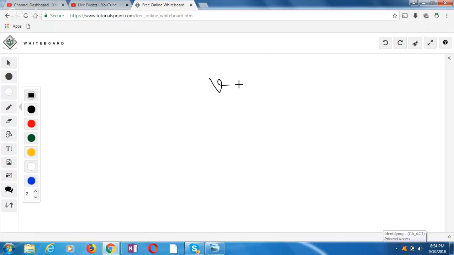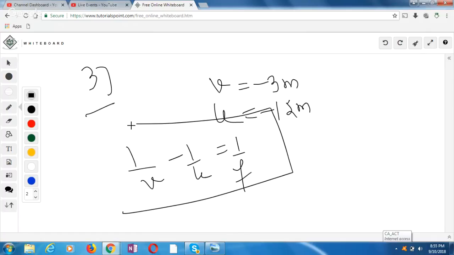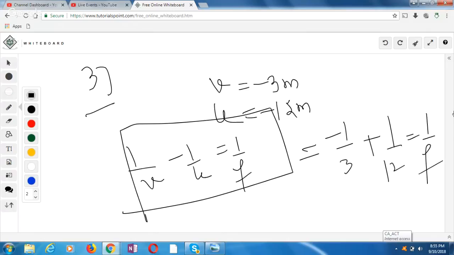Here v would be equal to minus 3 meters and u would be equal to minus 12 meters. Use the formula 1/v minus 1/u is equal to 1/f. Find out the value of f. You will get the value. So let me do it for you. That would be minus 1/3 plus 1/12 is equal to 1/f, and likewise you can solve that question. Find out the value of f. I have already written the equations.